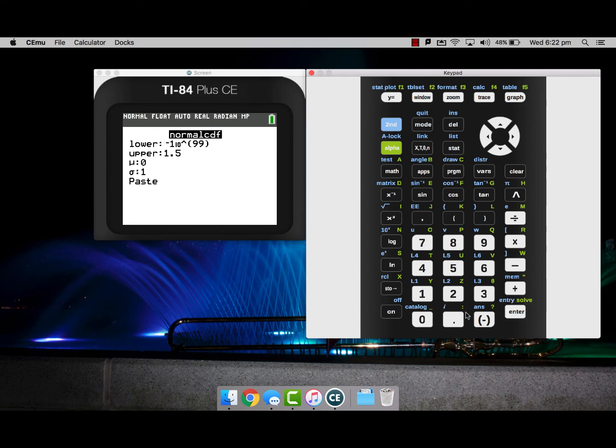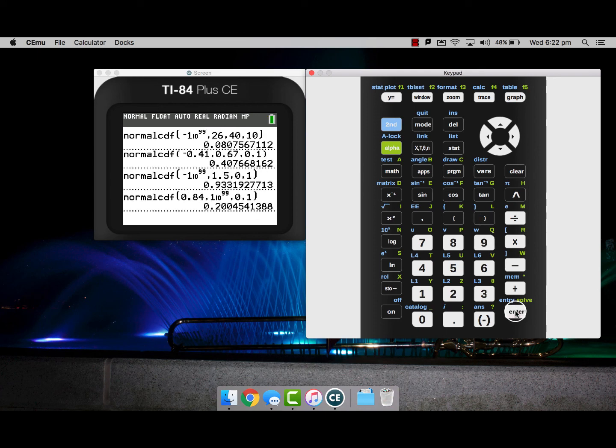And our final one, we wanted to know the probability of being greater than 0.84. So our lower bound is 0.84, and our upper bound is 1 times 10 to the power of 99. Enter, enter, paste, and we get 0.200.